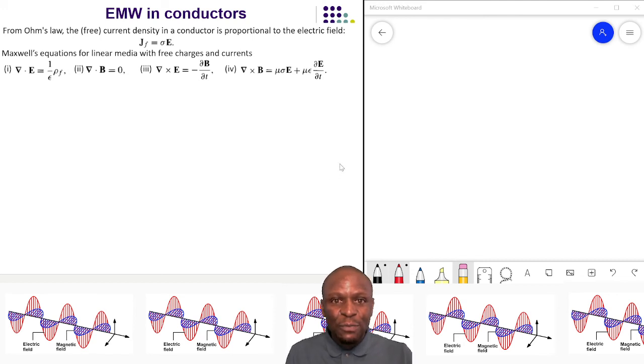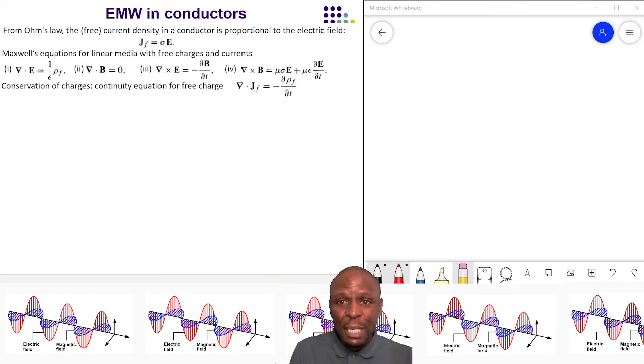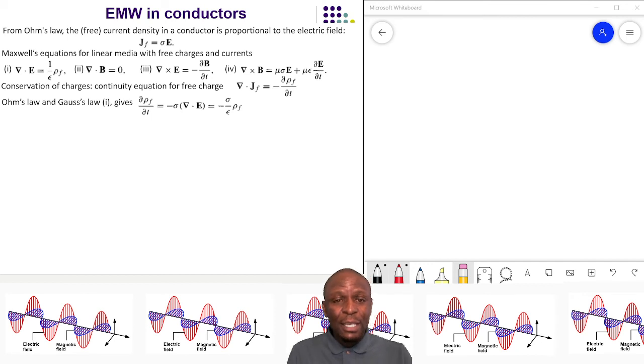Now, Maxwell's equations for linear media with free charges and currents are just given by this. These are Maxwell's equations with the free charges and currents. Right, so this is what you are going to have for that. Now, conservation of charge gives us the continuity equation for free charges, which is just given by this. From this equation, we can apply Ohm's law, and that will give us this. And then from this, because we know what this equation is, this is what we are going to have.